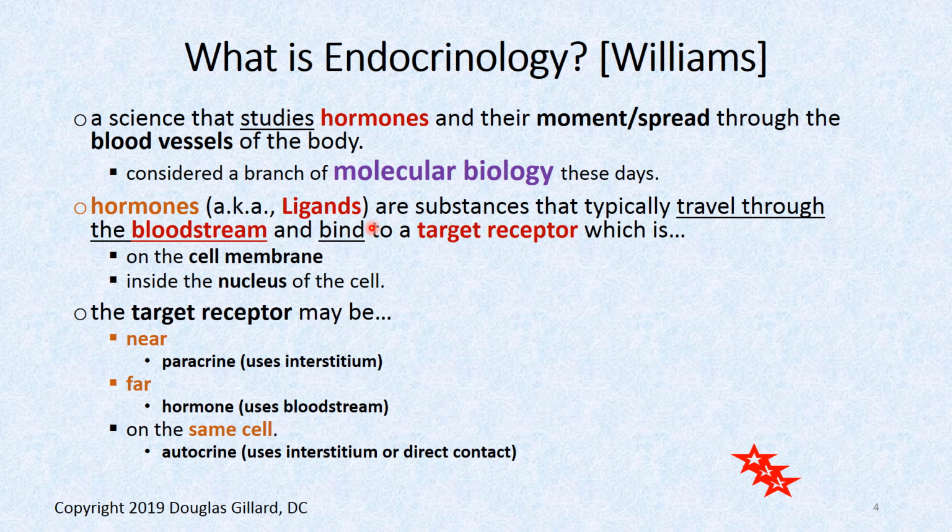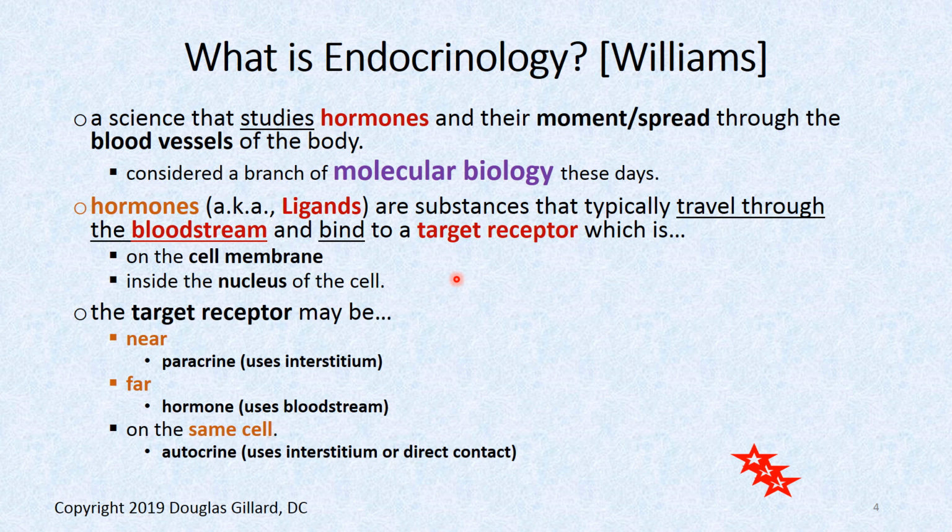So here we go. What is endocrinology? It's basically the study of hormones and how those hormones spread throughout the body. It's also a branch of molecular biology. And one thing you should know, an AKA for hormone is ligand. So I assume you know that. If not, add that to your vocabulary list. Because in the test, if I say, what ligand does this? And you don't know what a ligand is, I'm not going to tell you what a ligand is. So make sure you know what that is.